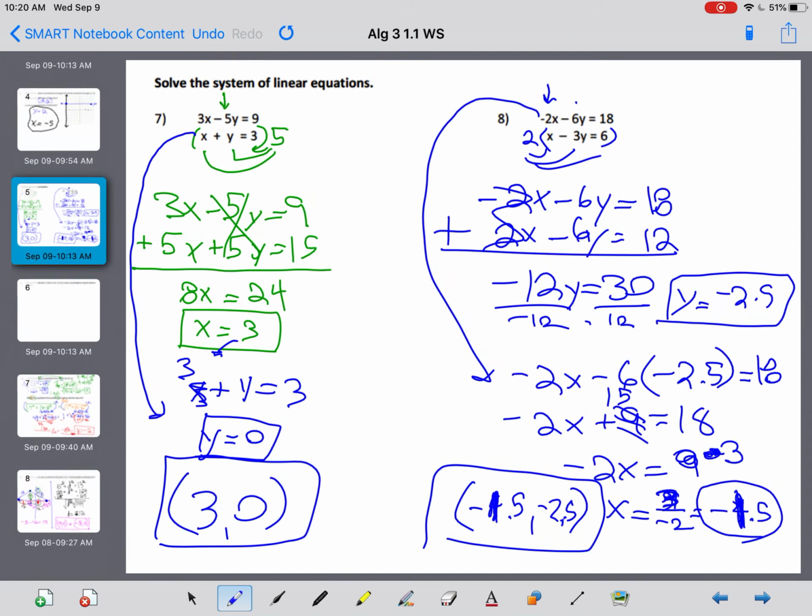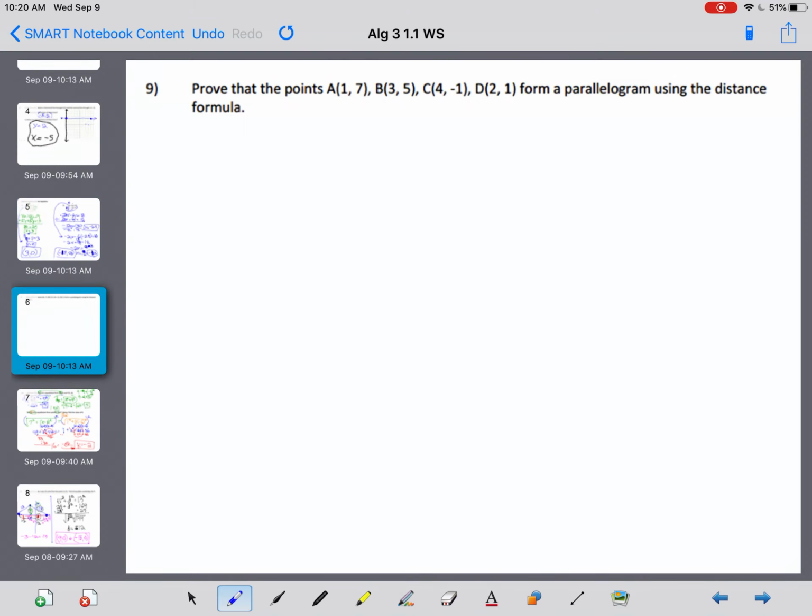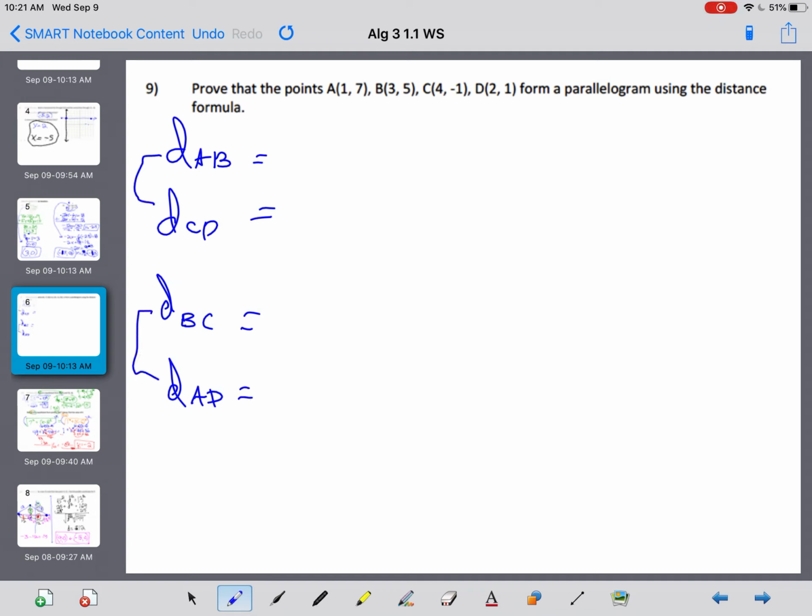Number 9 is what we'll do next. So number 9 is prove that these form a parallelogram using the distance formula. So I want to find the distance of AB, and that should be the same as the distance from CD. And then I've got to find the distance from BC. That's got to be the same as the distance from AD. So if these are equal and these are equal, then we have a parallelogram.